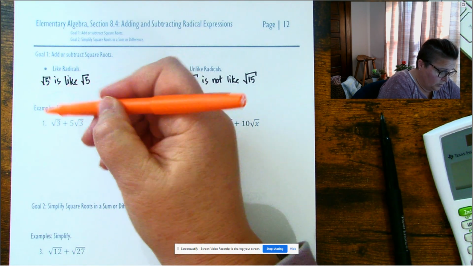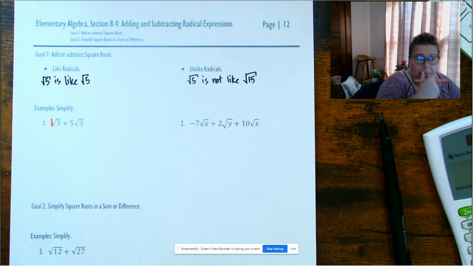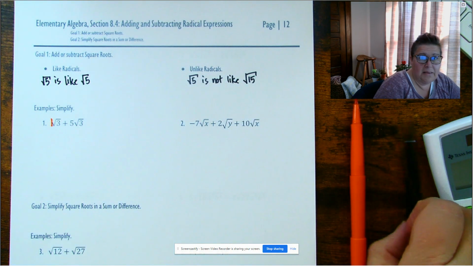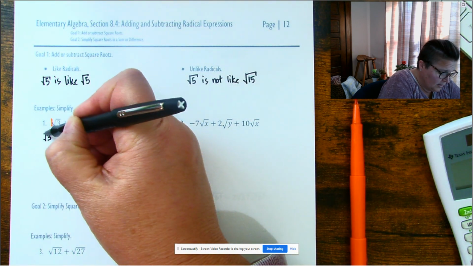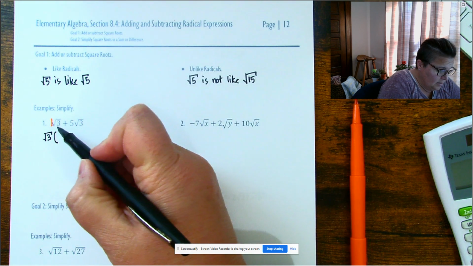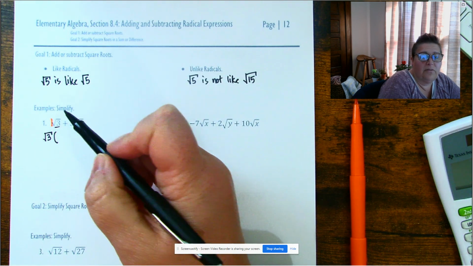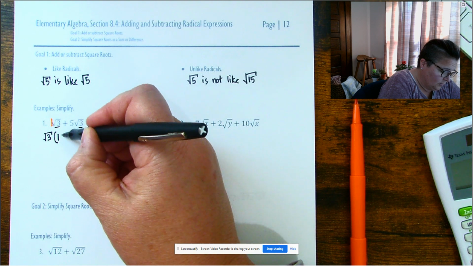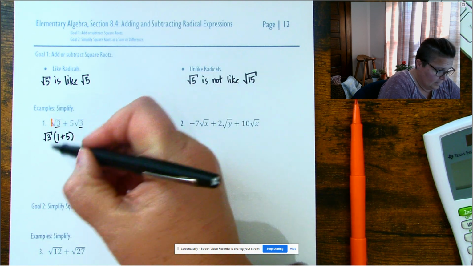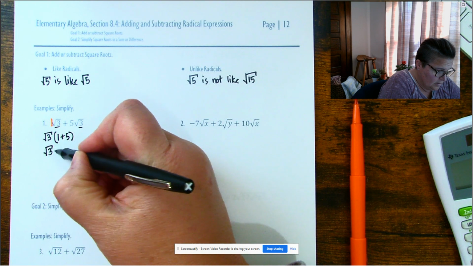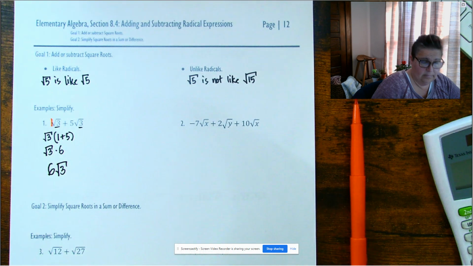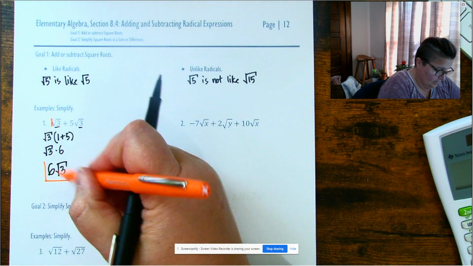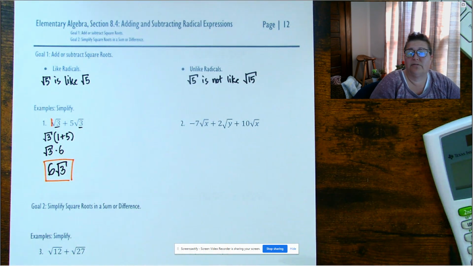The long way around would be to think of this like a 1, and then to do what we have been doing in previous sections, which is to factor out a square root of 3. See that square root of 3 in both of them? Factor it out front, and then you're left with 1 plus 5, or the square root of 3 times 6, which is 6 square roots of 3. 1 square root of 3 plus 5 square roots of 3 is 6 square roots of 3.